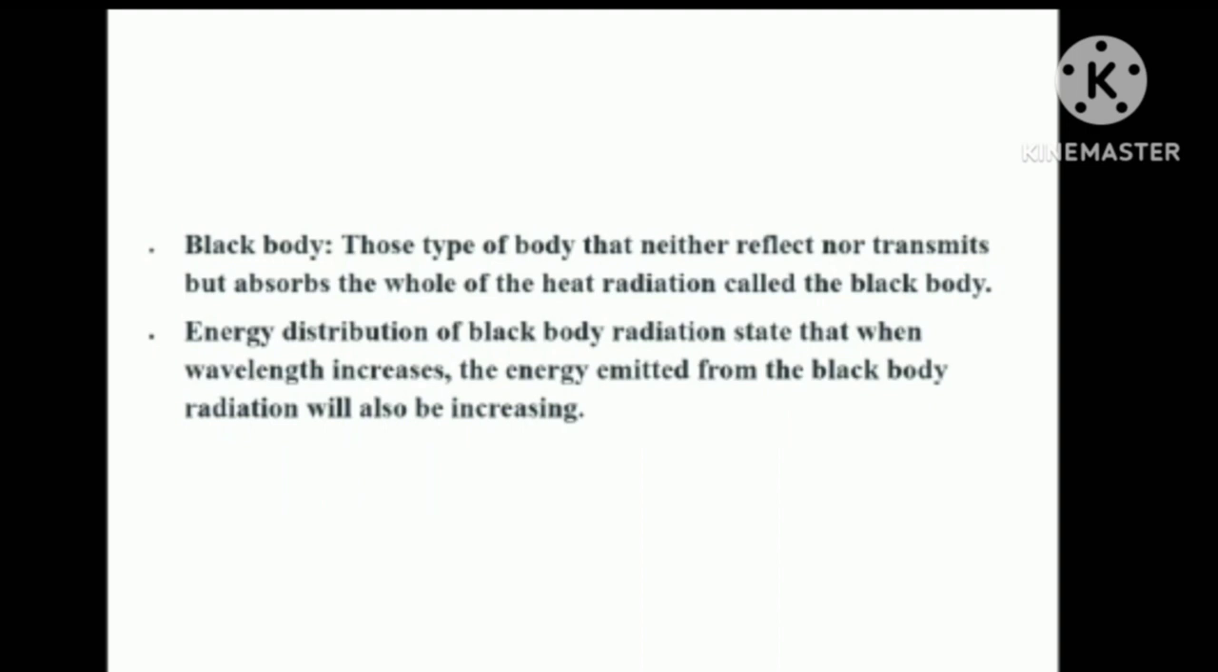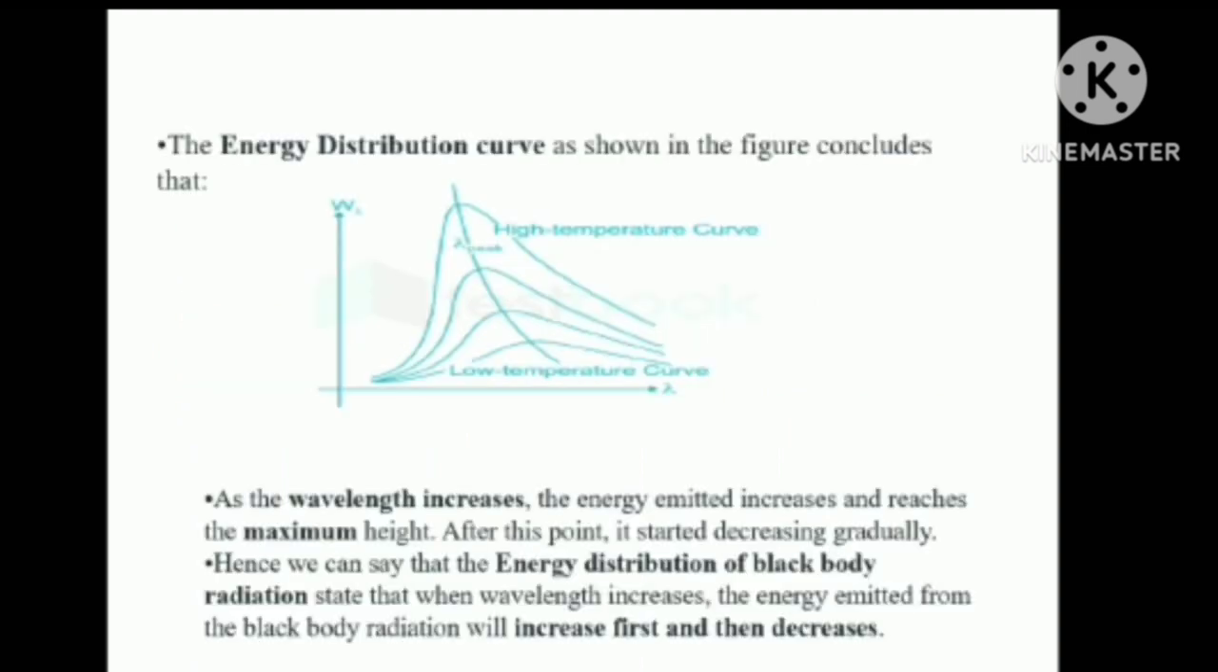A black body neither reflects nor transmits radiation, but it absorbs the whole of the heat radiation. In the energy distribution curve of black body radiation, we can see as the wavelength increases, the energy emitted increases and it reaches the maximum height. After this point, it starts decreasing gradually.